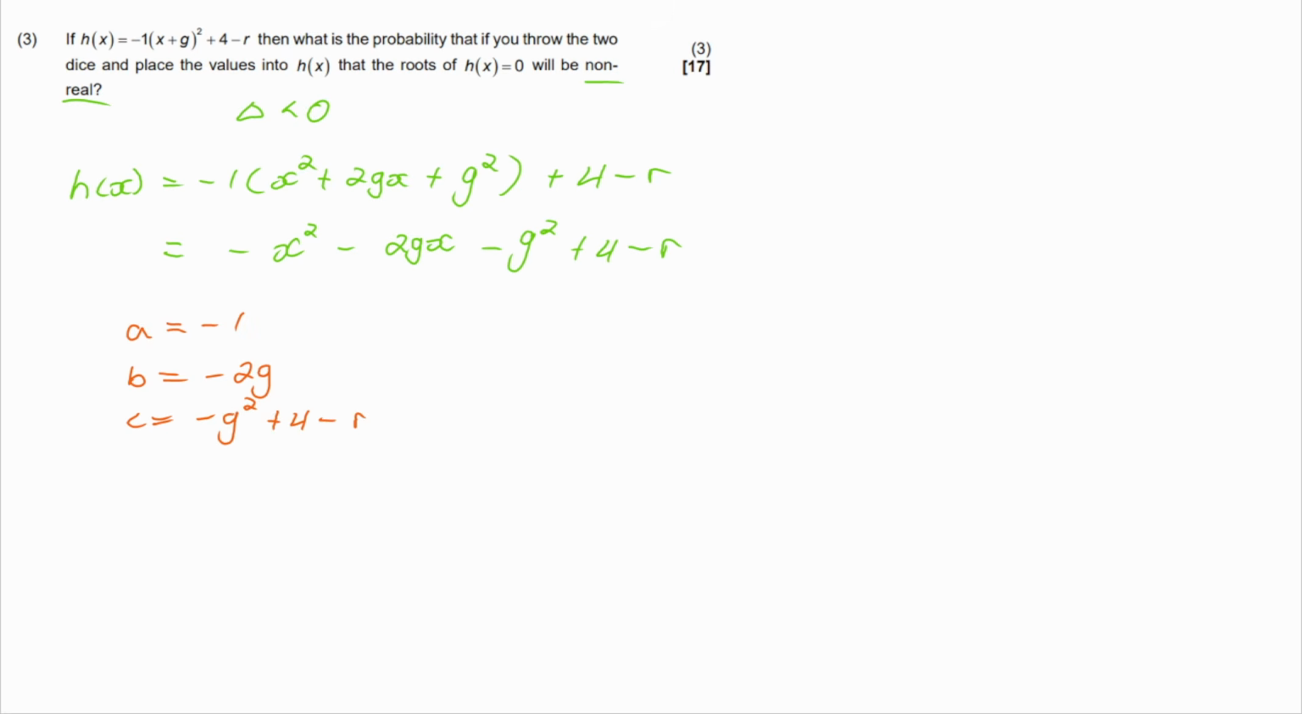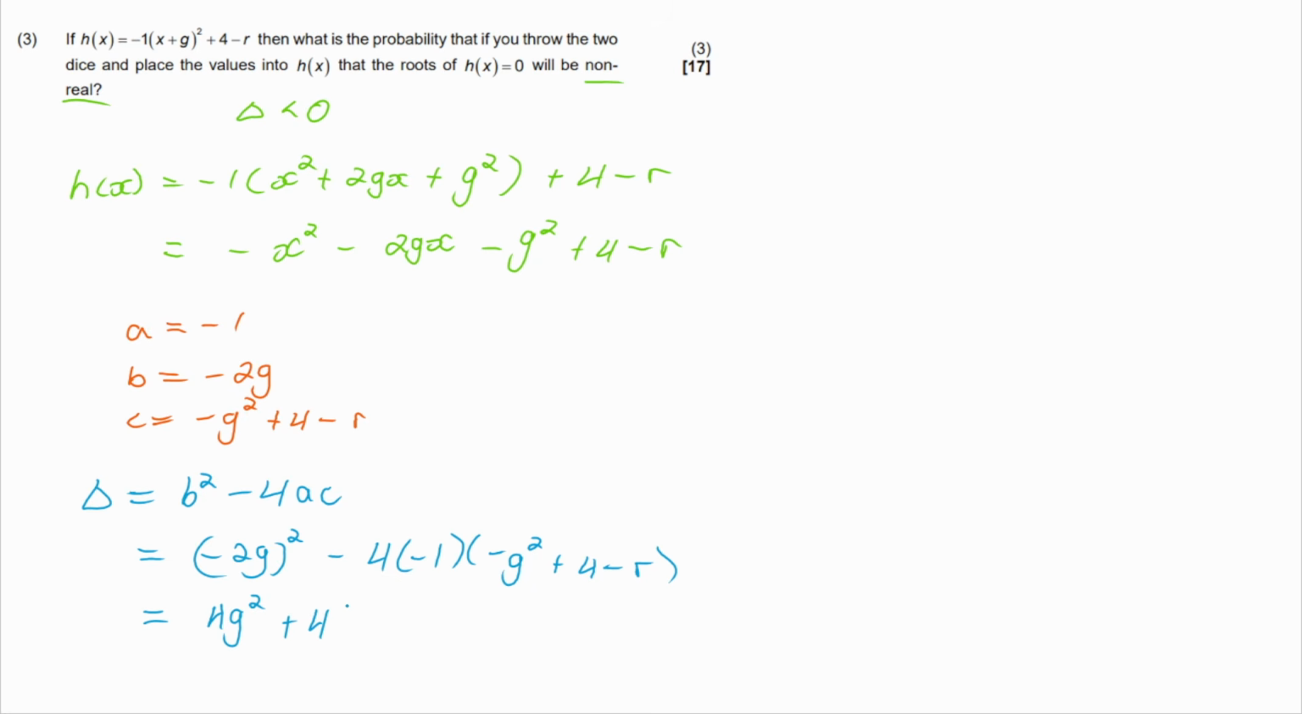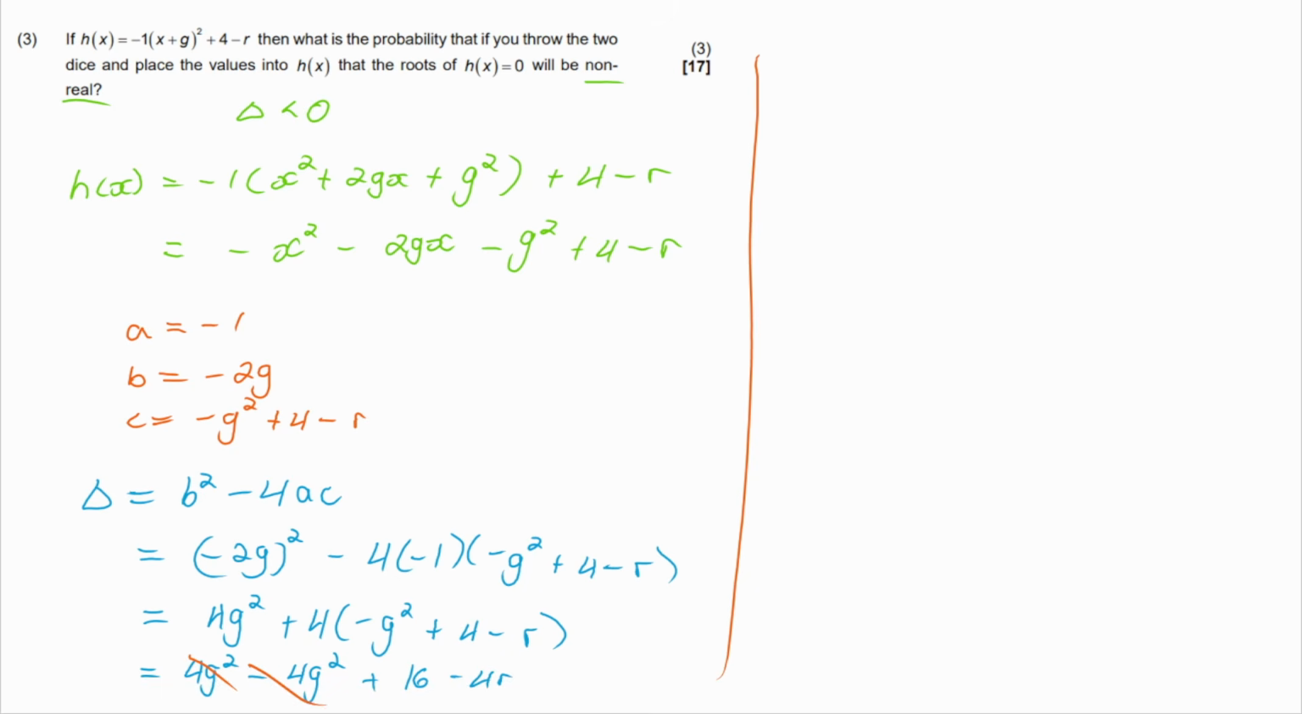All right, so for our delta, we know that it's b squared minus 4ac. So that is negative 2g squared minus 4. A is negative 1, and our c is minus g squared plus 4 minus r. Okay, so that is 4g squared, and then it becomes plus 4 times negative g squared plus 4 minus r. If we continue with that, we get 4g squared minus 4g squared plus 16 minus 4r. What you'll see there is that these things cancel. So we are left with delta is equal to 16 minus 4r.